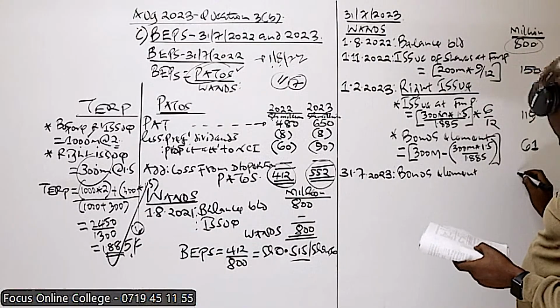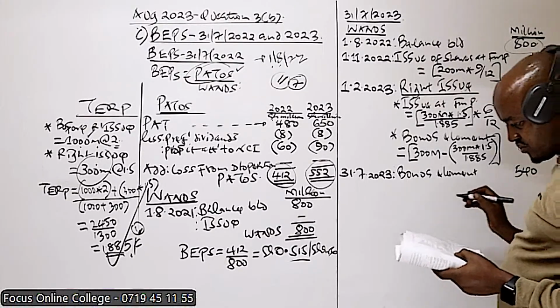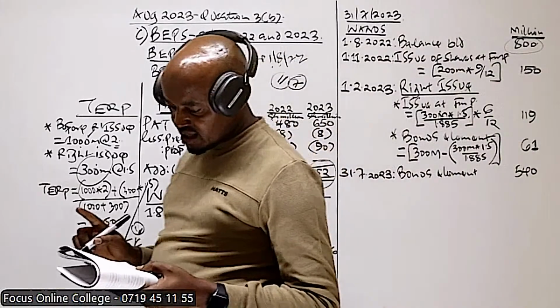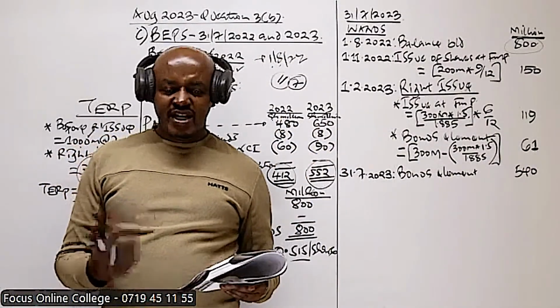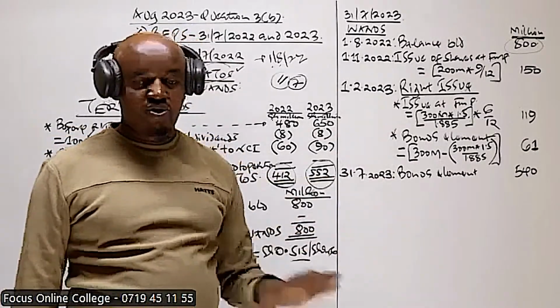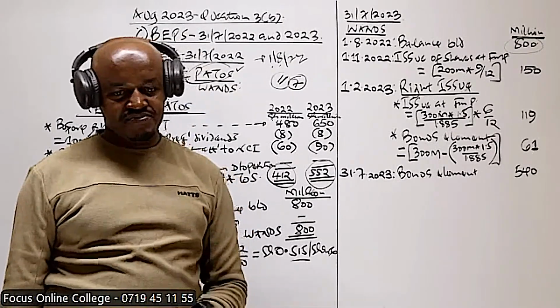The shares which were issued here were 540. So we are told the bonus issue of 540 million was completed, capitalizing to 70 million. So in other terms, anytime the company makes a bonus issue, those shares will have to be paid by the company from the existing reserves.